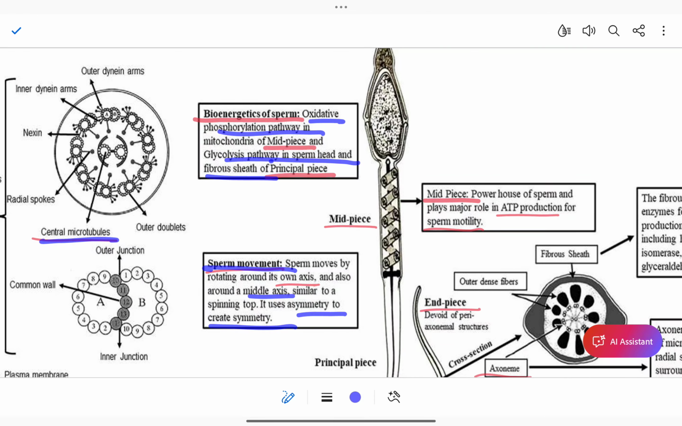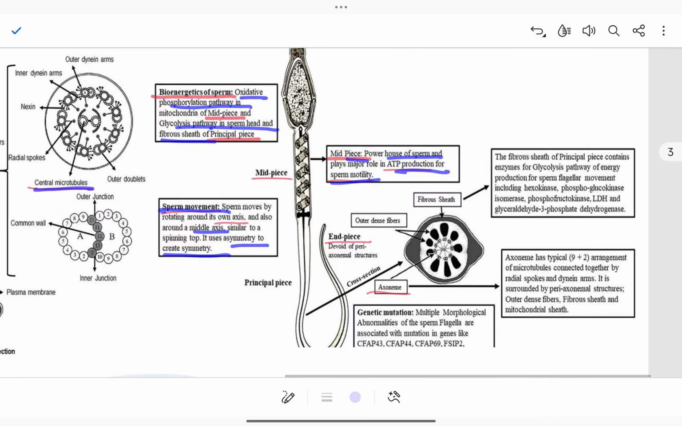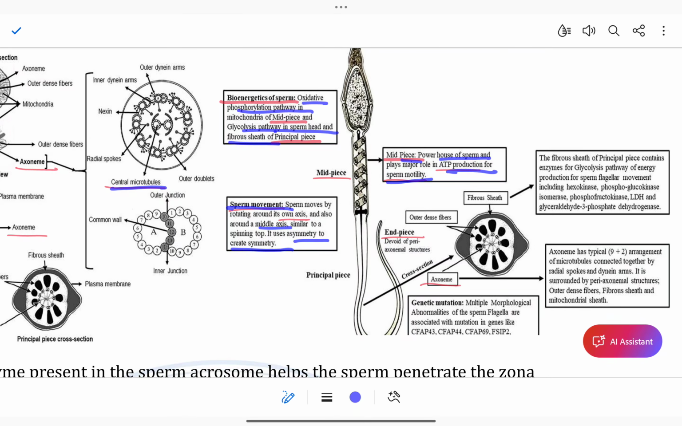The midpiece is given here, the powerhouse of the sperm, and may play the major role in the ATP production for the sperm motility. Come here, see, again it's like this, axonemes and cross section. Cross section is given here, so you can see and read the axonemes. Axoneme has the 9 plus 2 arrangement, which is in our answer. Okay.